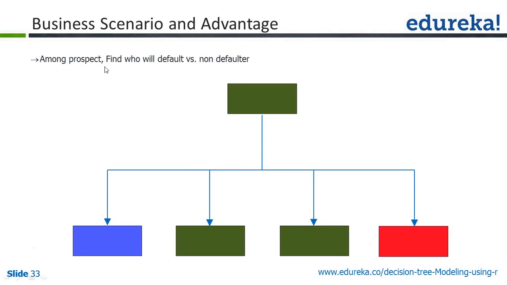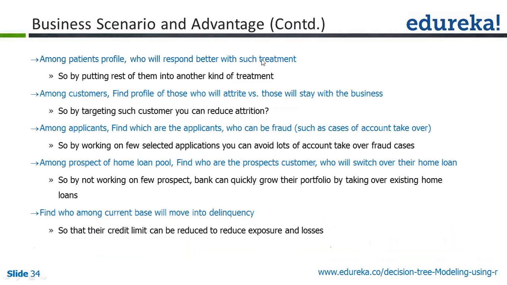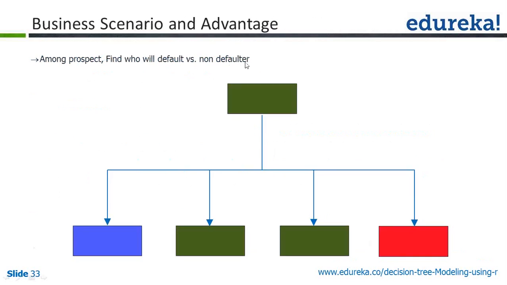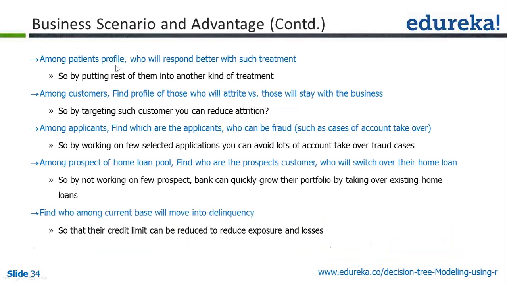Think of another set, among patients. If you have many patients, you can again create a segmentation of who will respond better to a treatment. Let's say you had many cancer patients and you gave a particular kind of medicine. Then you find a group where too many people responded and became well, and another set of people who were not affected at all. Then going forward, if you have no other option, you would like to give the medicine only to this set of patients, because they are responding to the treatment. So if you have a patient profile that will respond better to such treatment, by putting the rest of them into another kind of treatment, you will save, right?